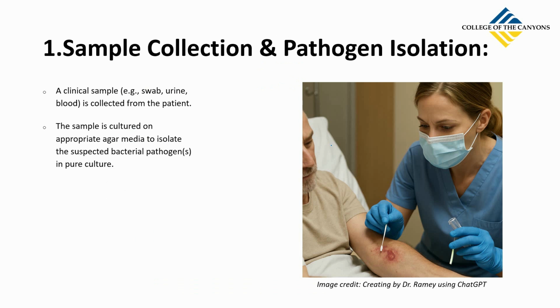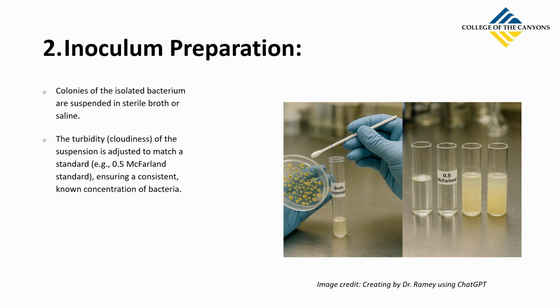Initially we would collect a sample from a patient that has a bacterial infection or disease, and that sample would be cultured, and the bacterial pathogen would be isolated so that a pure culture could be made for further testing. So we would suspend colonies of this particular bacterium in either sterile broth or maybe saline, and then a standard suspension of that would be made to match a 0.5 McFarland standard. And in doing so, we are standardizing the concentration of bacteria that we are going to use in the assay.